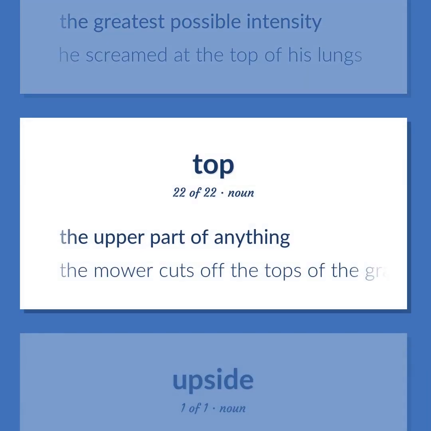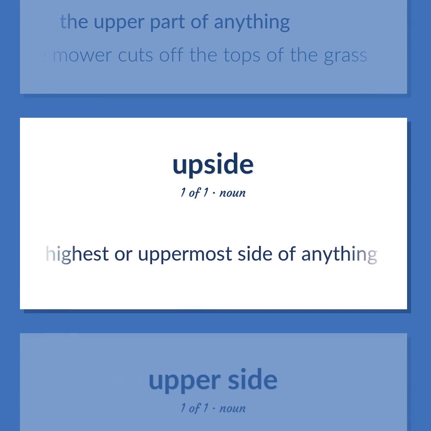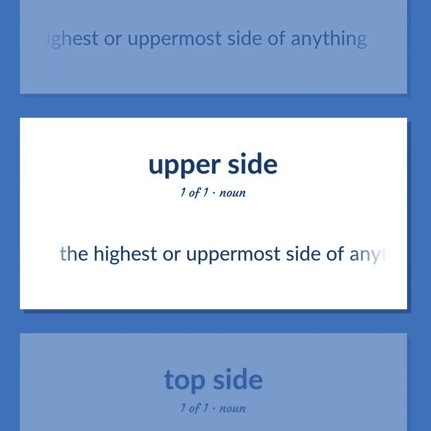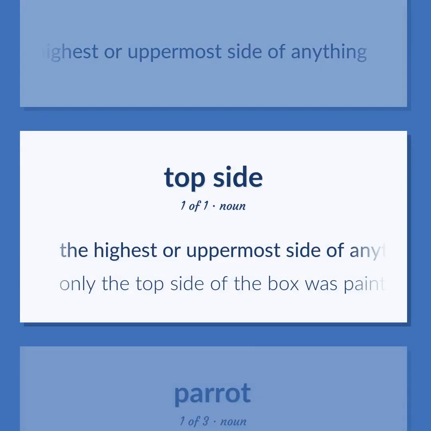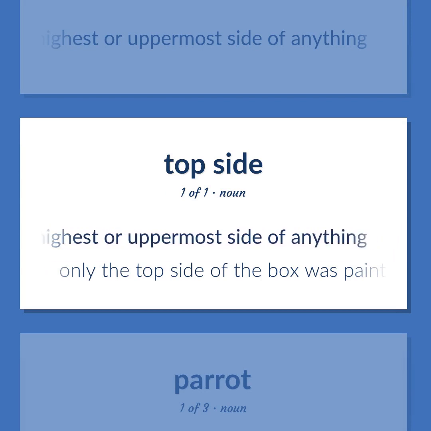The upper part of anything. The mower cuts off the tops of the grass. The highest or uppermost side of anything. Only the top side of the box was painted.